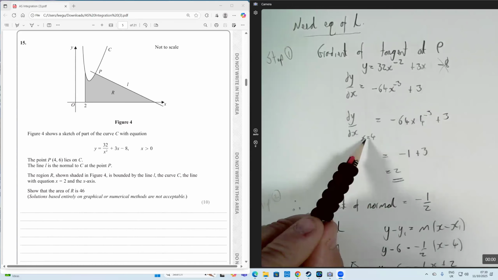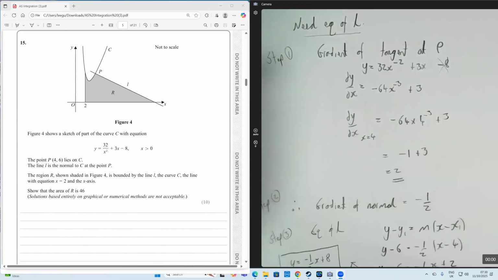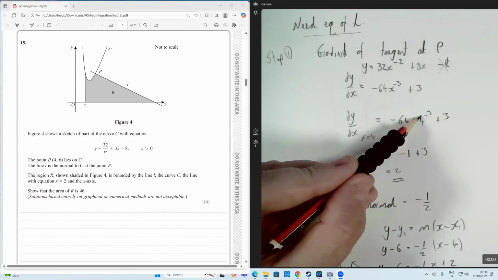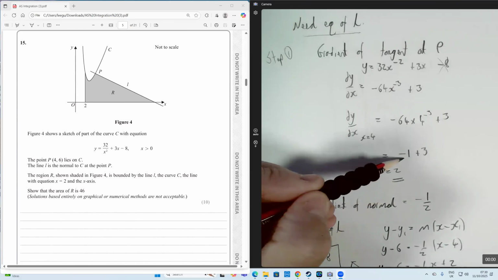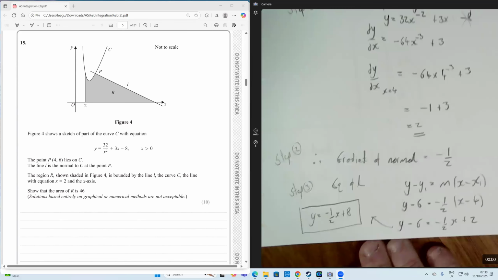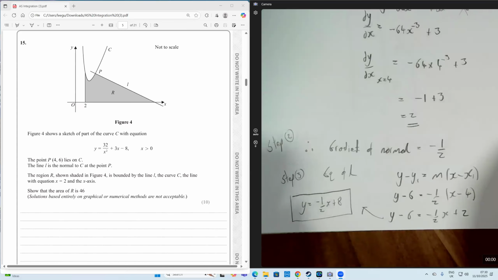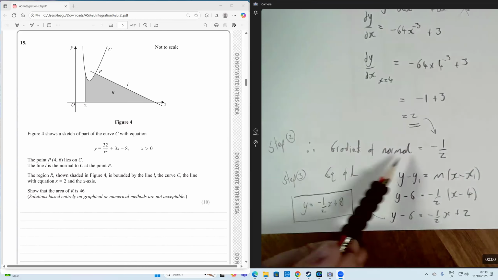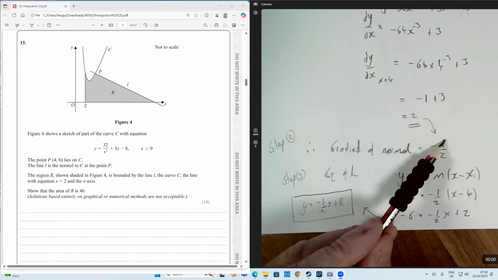At x equals 4, because we want to know the gradient of the tangent at P, which has an x coordinate of 4, we sub in 4 for x. And that becomes minus 64 over 64, which is minus 1. Add 3, so that's 2. Okay, that's perfect. Now, step 2, we now need to find the gradient of the normal. And the gradient of the normal is negative the reciprocal of the gradient of the tangent. So if that's 2, this is going to be minus a half.